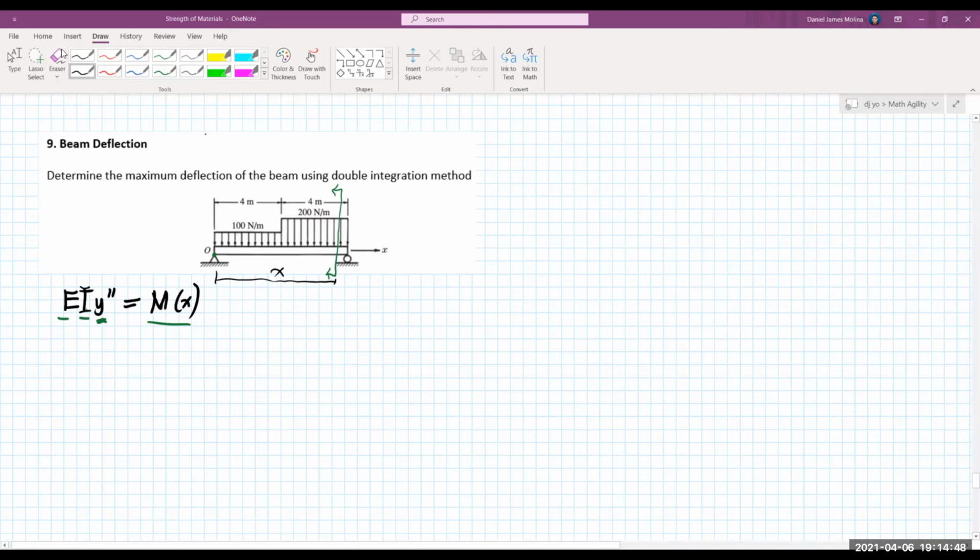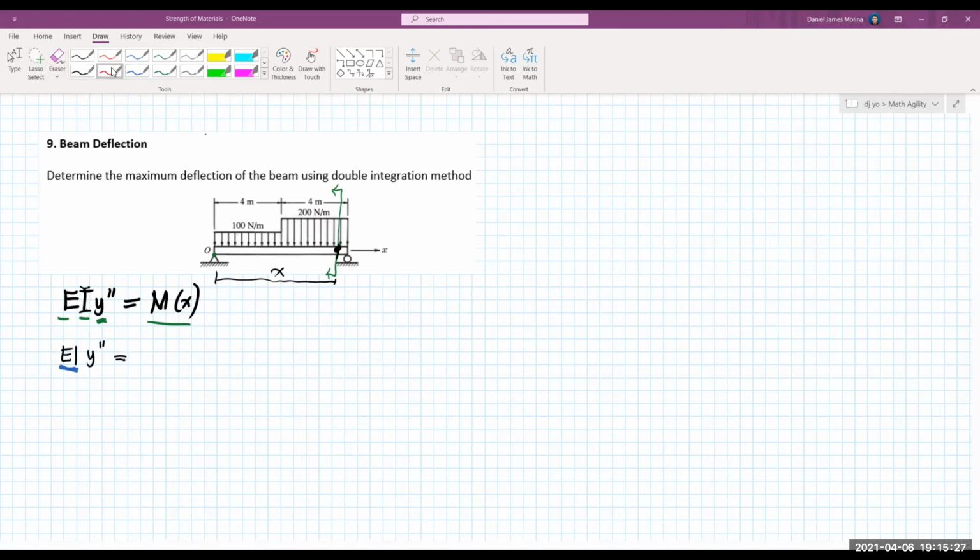So we have EI y double prime. Before I forget, the value of EI also has a name. EI is the flexural rigidity of the beam, so it defines the strength of the beam in bending. So that's basically it. For the moment equation, we must take the value of the internal moment at the cutting plane, so it will be in terms of x.